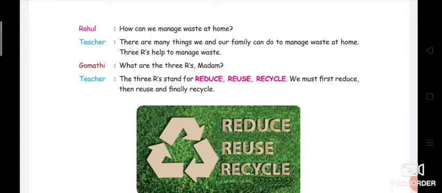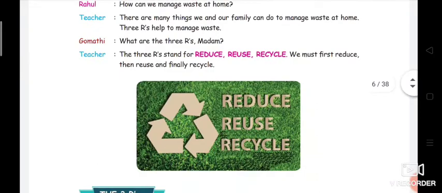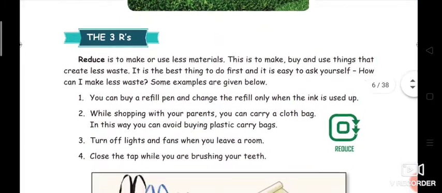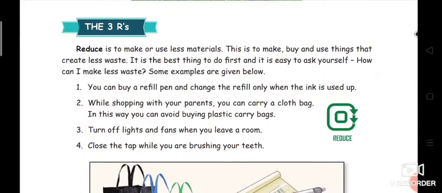What we have to do? We have to first reduce the waste and then reuse the waste and finally recycle the waste. Okay, these are the 3 R's. So now we are going to learn in depth about reduce, reuse and recycle. Okay, so first we are going to learn about reduce.